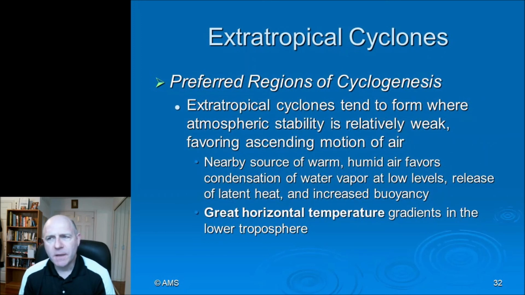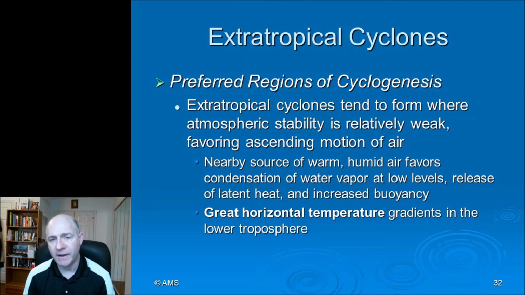There are some specific parts of North America that are more favored for these storms to develop. Preferred regions, if you will, of cyclogenesis. They tend to be nearby sources of warm, humid air where they interact with areas that are cold and dry, so you get a bigger temperature gradient.